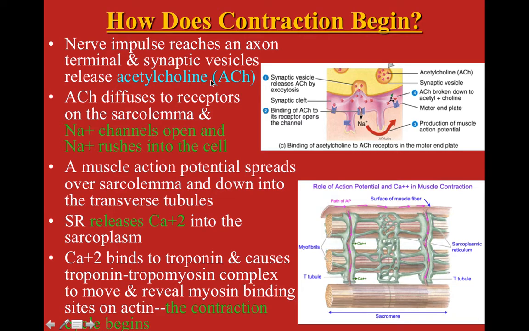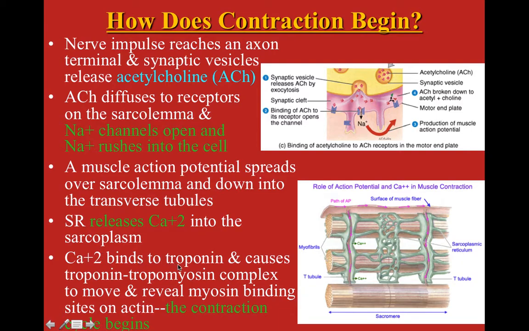The acetylcholine diffuses to receptors on the membrane, the sarcolemma, and the sodium channels open and sodium ion rushes into the cell. Then a muscle action potential spreads over the sarcolemma and down to the transverse tubules. Then the sarcoplasmic reticulum releases the calcium ion into the sarcoplasm.